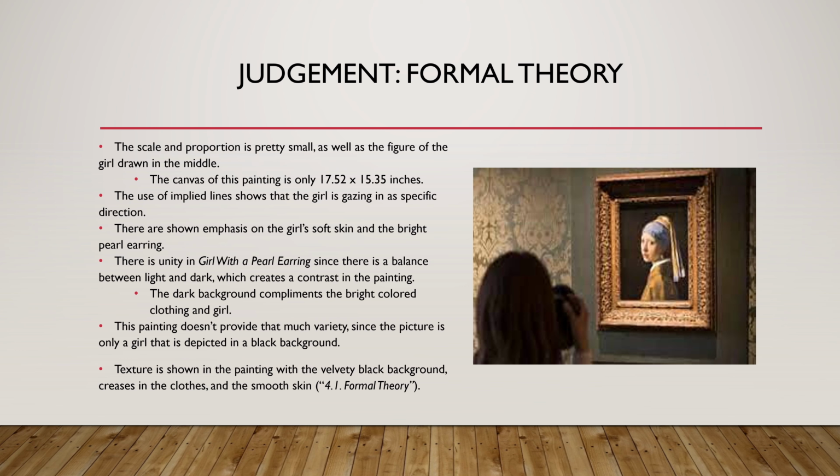In addition, the emphasis that is shown in the painting is the girl's soft skin and the bright pearl earring. Also, the unity that is shown in this painting is the color balance between light and dark. It allows the dark background to complement and allow the bright colored clothing and girl to stand out. However, this painting does not provide that much variety in color and shapes, since the background is completely black, while there is a girl being portrayed in the middle of it. Besides that, the textures that are being portrayed are the creases in the clothing and the velvety black background, as well as the smooth skin of the girl.